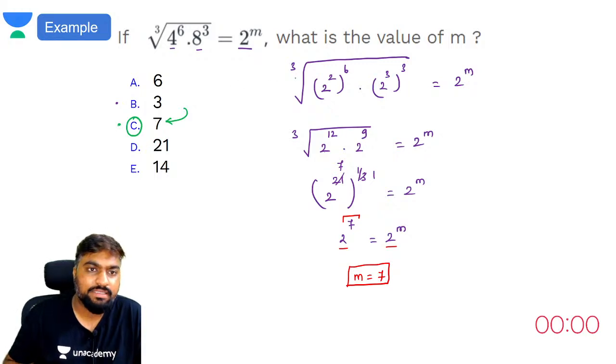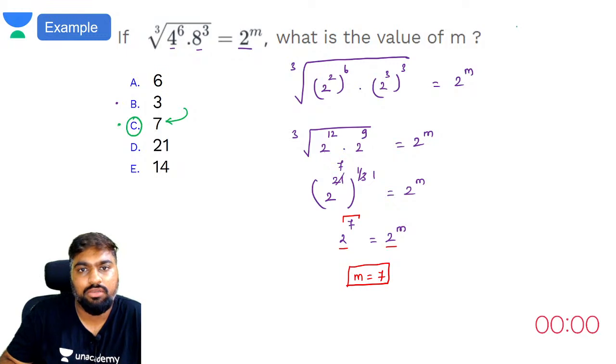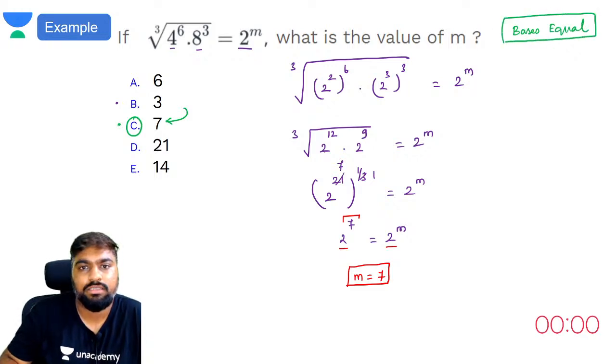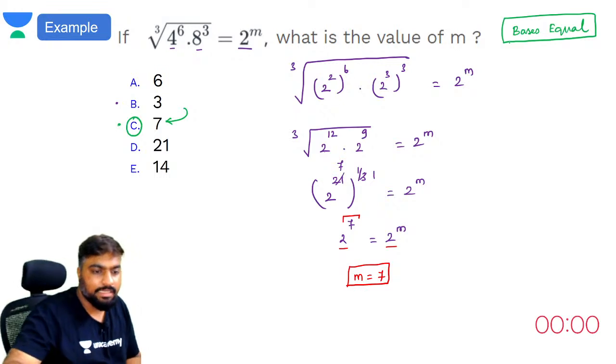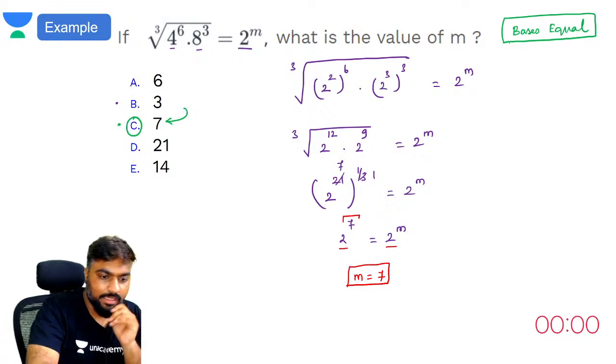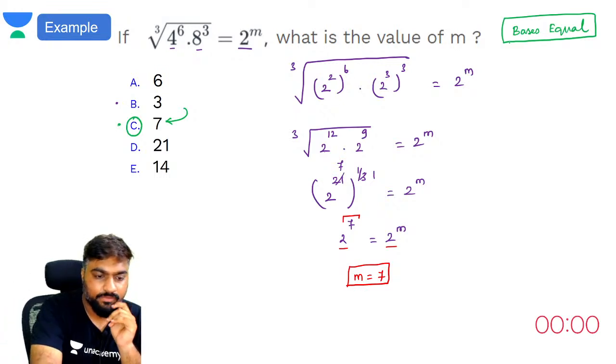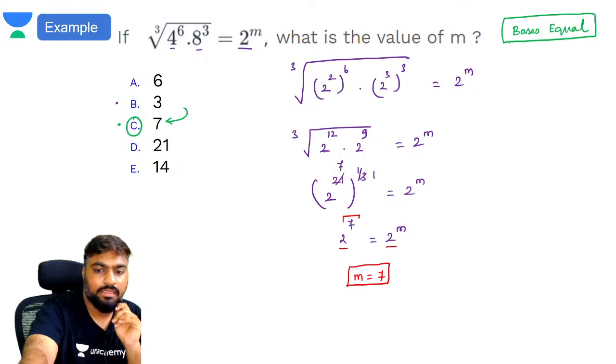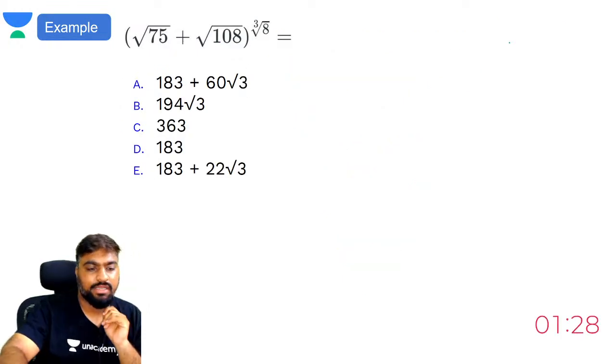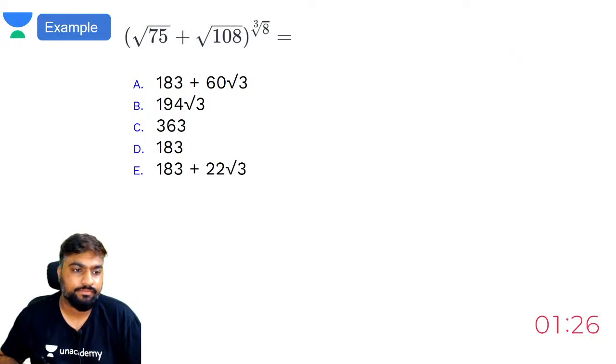So anytime you have a situation like this, ensure that you make the bases equal. Once you make the bases equal, things will get smooth for you. Done, everyone? Yes. Chalo, quickly try this one out. Try this question out.